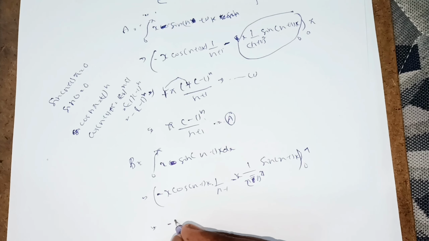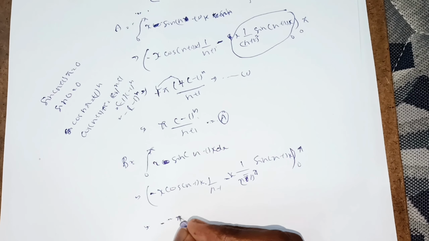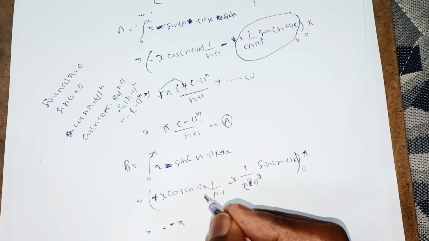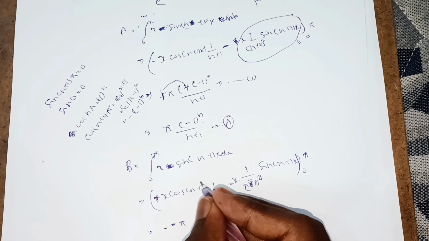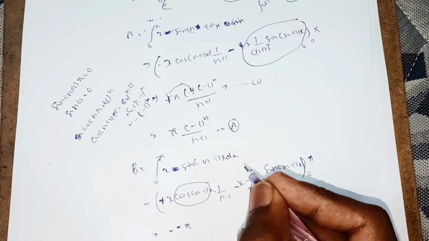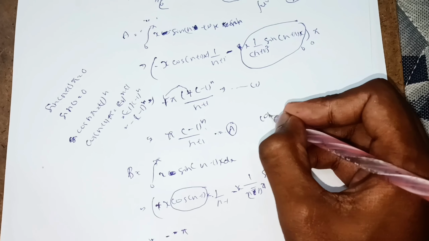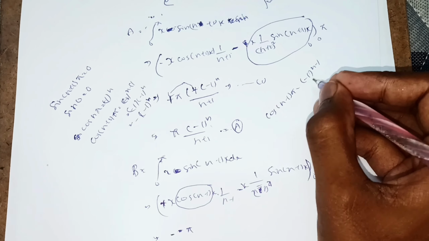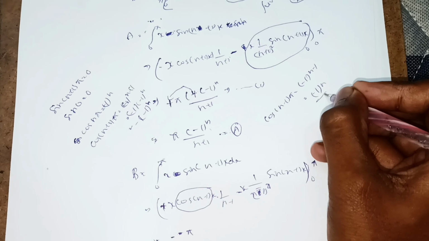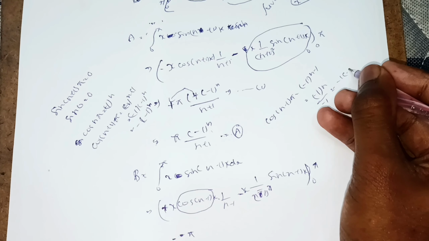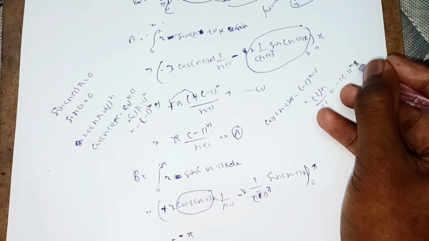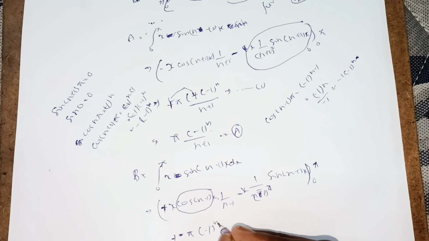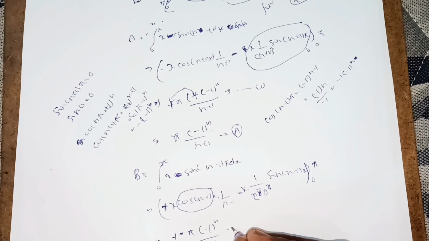So the answer will be minus pi, and here minus of minus is plus. The value of cos of n minus 1 pi is minus 1 whole power n minus 1, equal to minus 1 whole power n by minus 1, equal to minus 1 whole power n. So it is also the same. So here plus pi into minus 1 whole power n by n minus 1. So this is B.